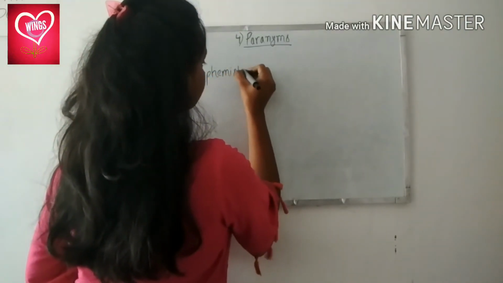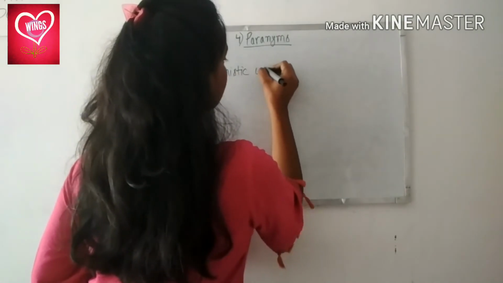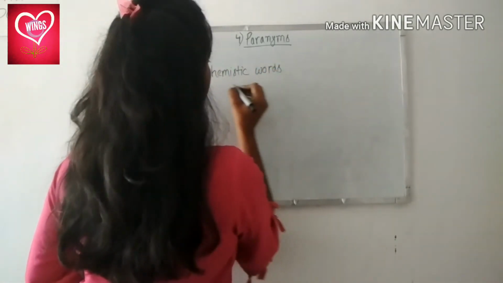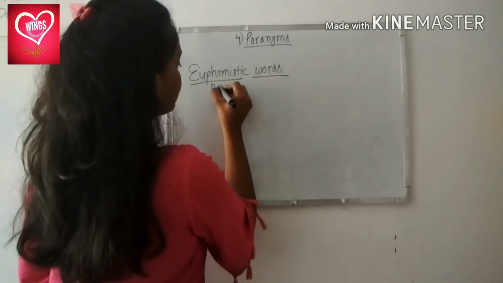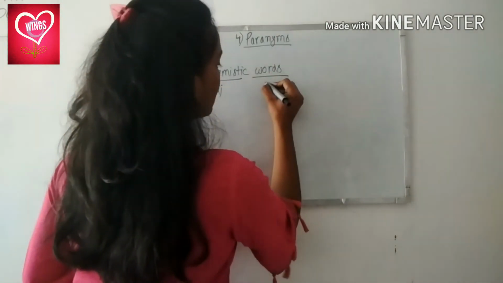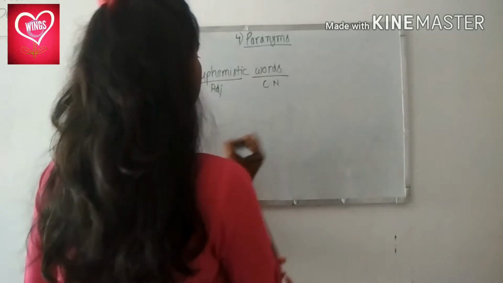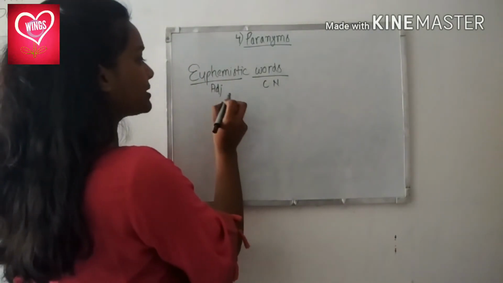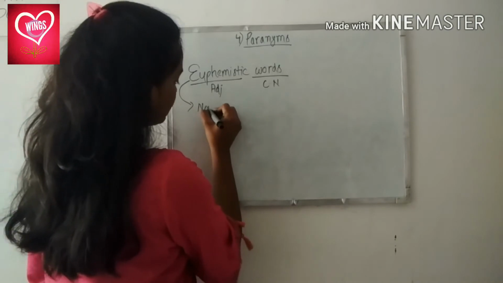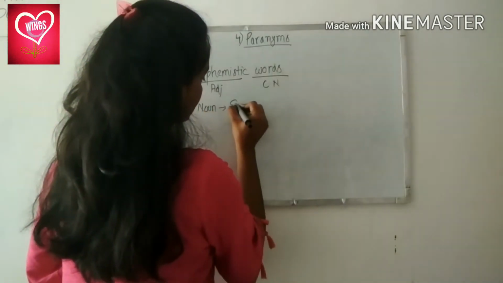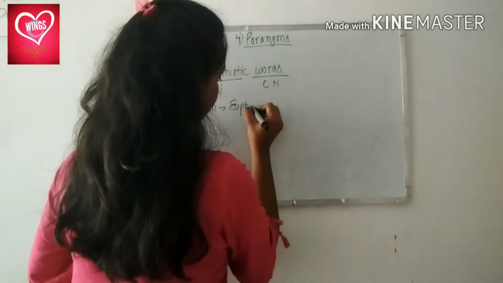Euphemistic words. Here, euphemistic is an adjective and words are common nouns. So, euphemistic is an adjective. Its noun is euphemism.